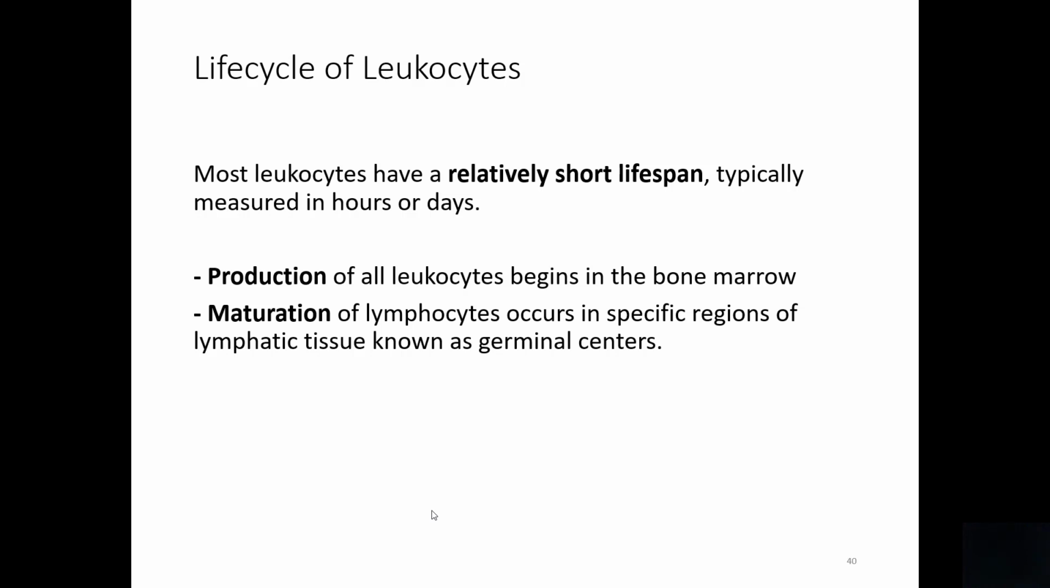All leukocytes have a relatively short lifespan. Some of them can live 49 days, and others can only live hours or several hours. So our bone marrow has to produce them all the time. Their production starts in bone marrow, but maturation of them can happen in other regions of lymphatic tissue, and those places where they mature are called germinal centers. Examples can be our thymus, that is in the mediastinum.